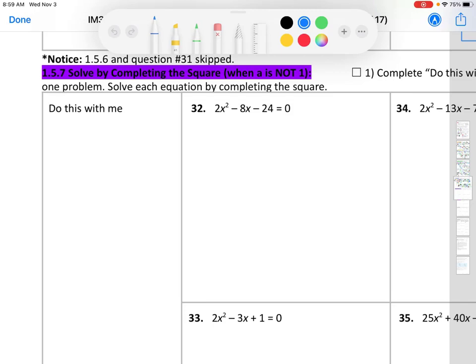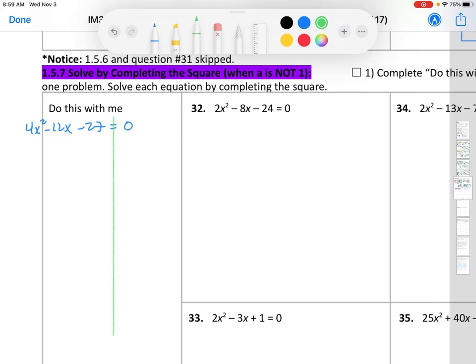Hey guys, let's go over 1.57, solving by completing the square when a is not 1. Let's go ahead and do this one problem with me. It tells us to solve 4x squared minus 12x minus 27 equals 0.